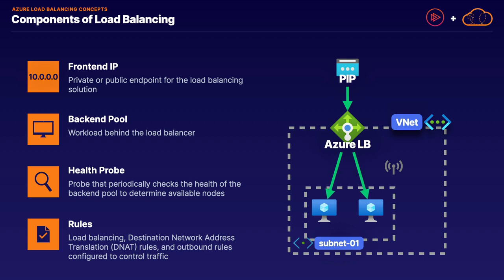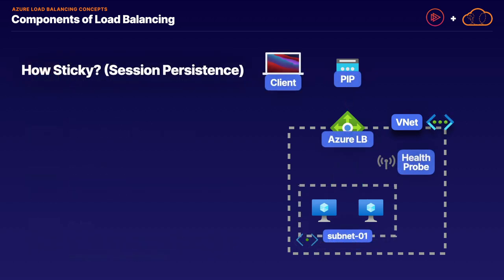Now, with our load balancing solution, we have other types of rules besides just the load balancing rules that are balancing traffic between those resources in our backend pool. We also have DNAT rules that allow us to NAT traffic that is inbound for our resources, and we have outbound rules that allow us to configure how traffic flows outbound to places like the internet. And we're going to get into more details on how that looks in just a second. But first, we need to address something: session persistence.